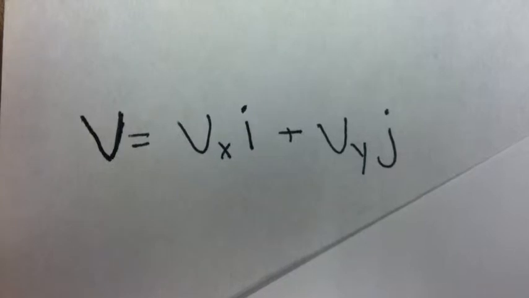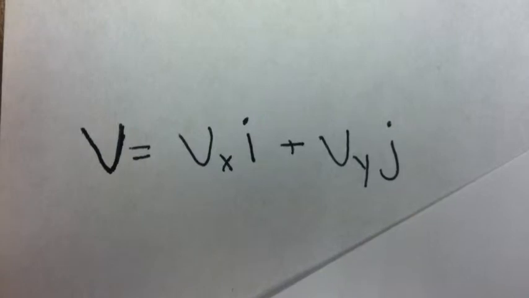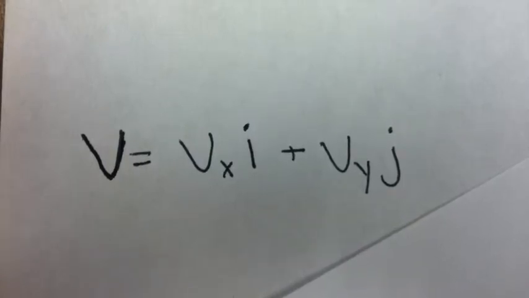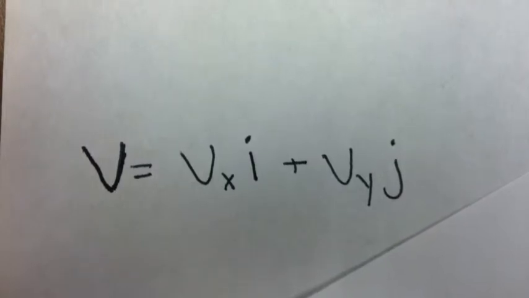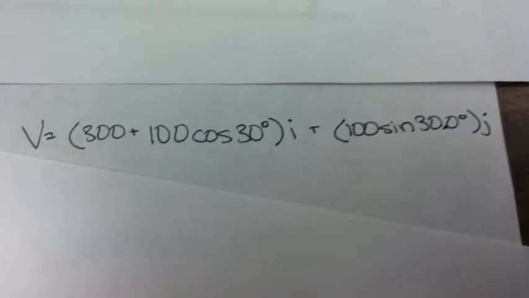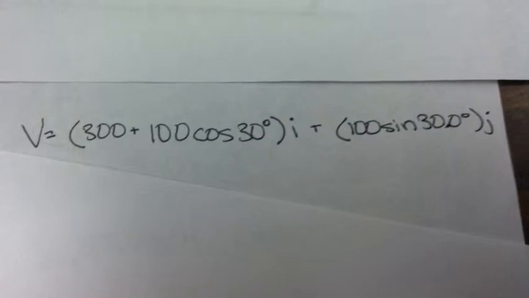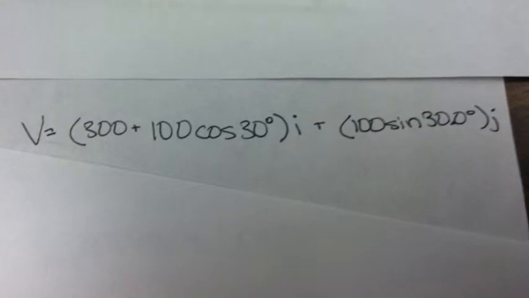To do this, we separate the velocities into an x direction and a y direction. We do this with this equation: velocity equals velocity towards the x direction plus velocity towards the y direction. When you plug your numbers in, it should look like this. For the velocity in the x direction, you should get 300 plus 100 times cosine of 30 degrees. It is cosine of 30 degrees because when you do the trigonometric functions, cosine will be facing in the x direction.